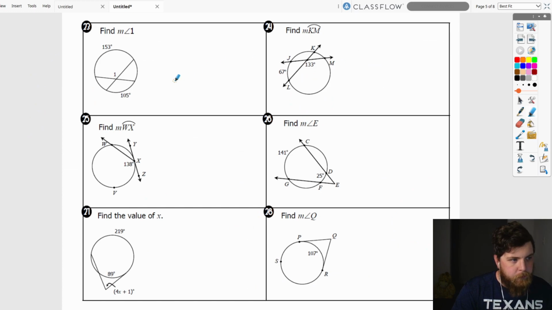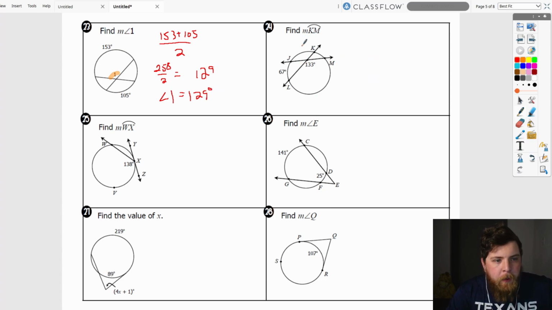Okay, so like here, if they're asking you to find the measure of angle 1, I end up having to take 153 plus 105 and then divide that by 2. 153 plus 105, where's my notes from earlier? So I can just power through this. There you go. Ends up being 258. 258 divided by 2 gives you 129. So the measure of angle 1 would end up being 129 degrees.